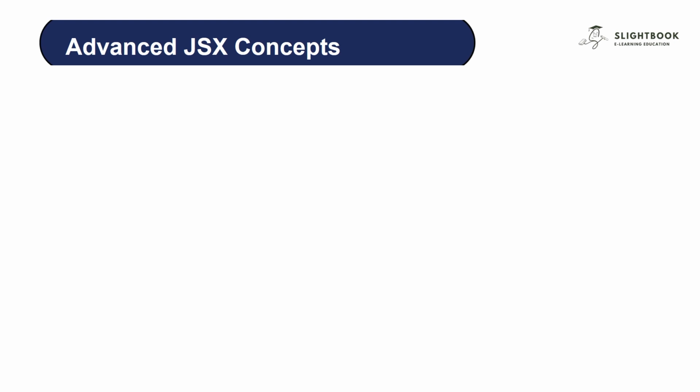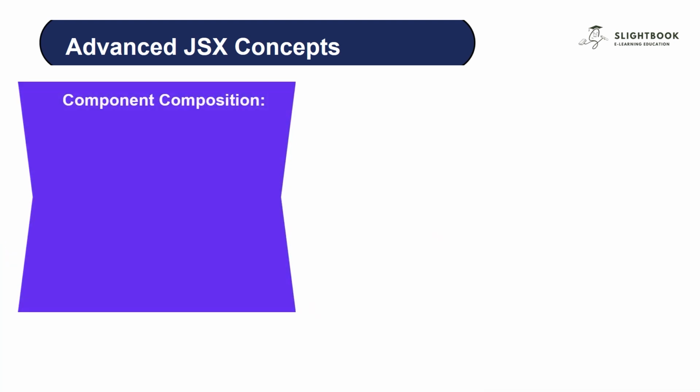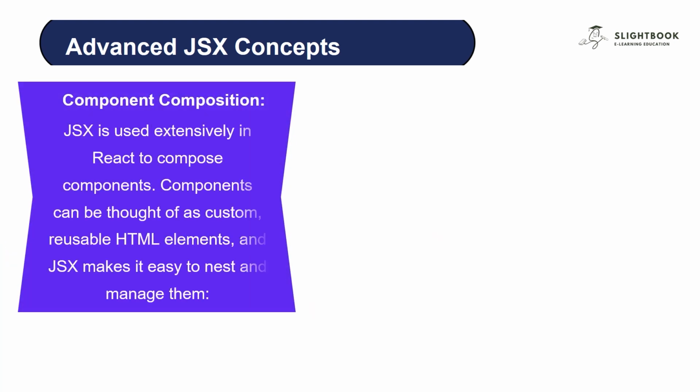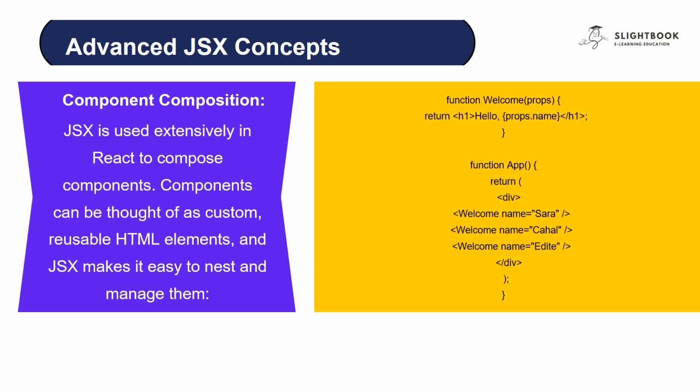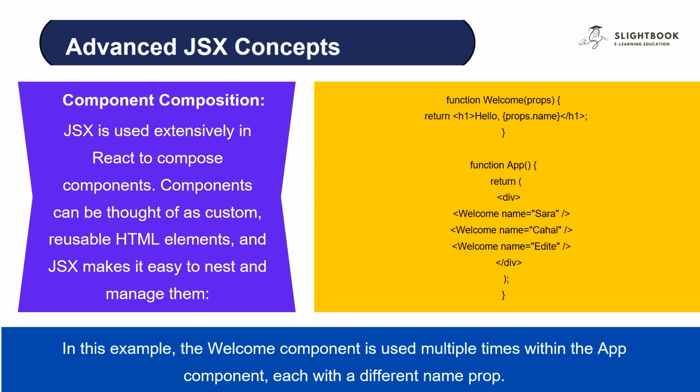Advanced JSX concepts. Component composition. JSX is used extensively in React to compose components. Components can be thought of as custom, reusable HTML elements, and JSX makes it easy to nest and manage them. In this example, the Welcome component is used multiple times within the App component, each with a different name prop.